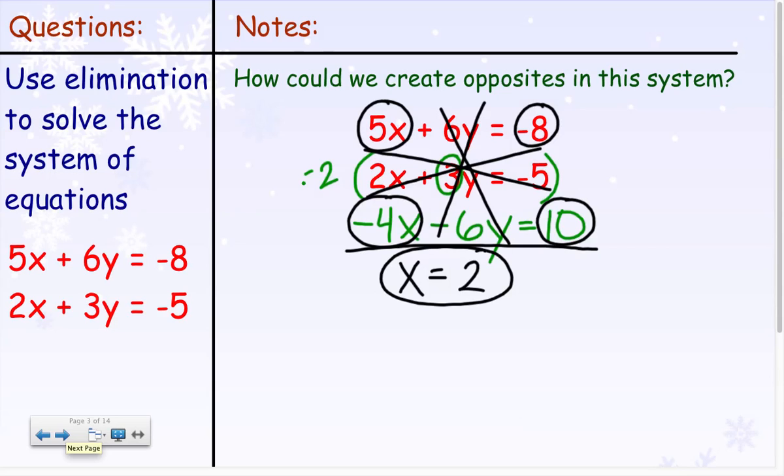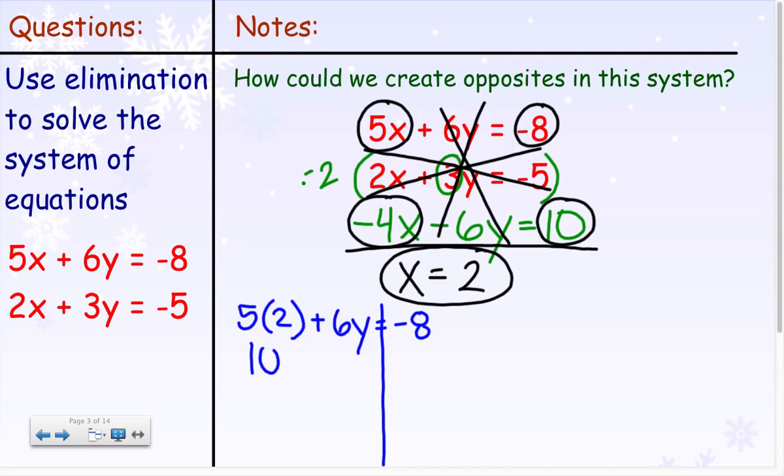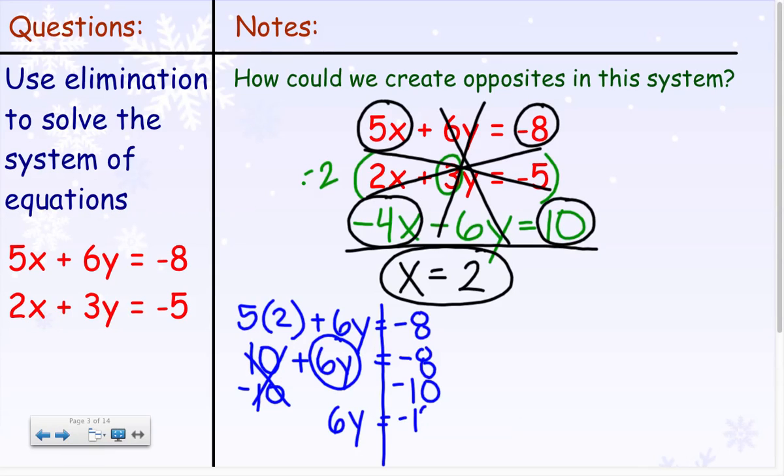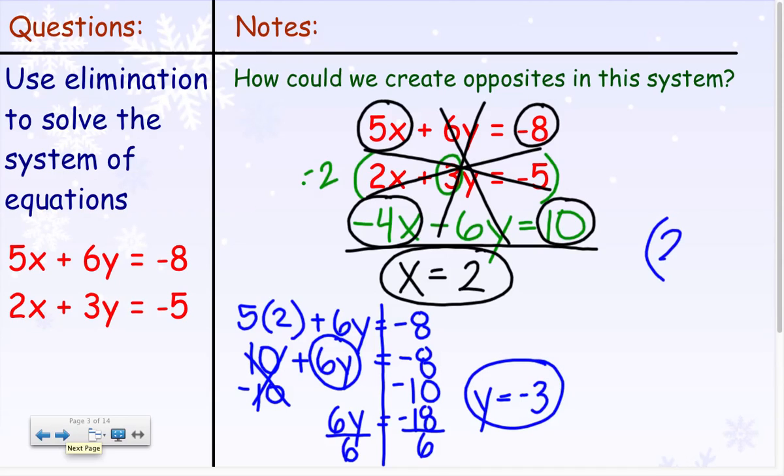Now I've got to find my y coordinate. I'm going to plug 2 in for x in my top equation. So 5 times 2 plus 6y equals negative 8. 10 plus 6y equals negative 8. My couple is 6y. My third wheel is 10. So I'll subtract 10 on both sides. Divide both sides by 6. And I'm left with y equals negative 3. So my coordinate point where these two equations would intersect is 2, negative 3.